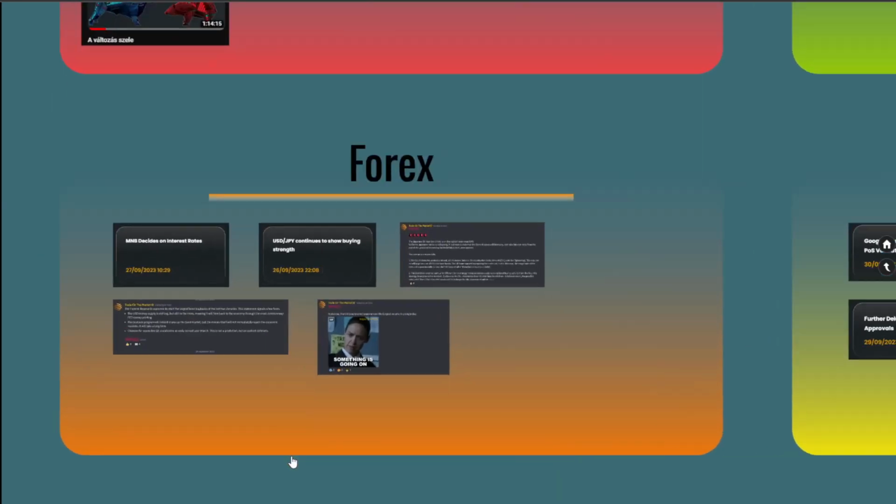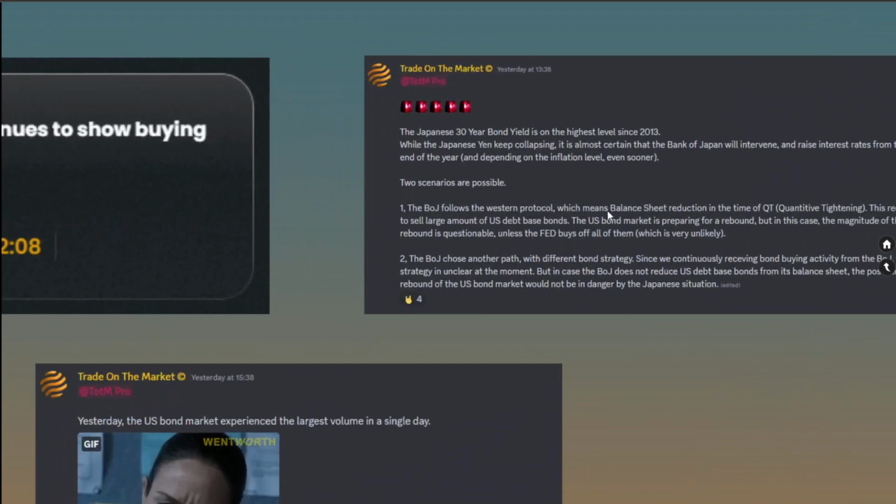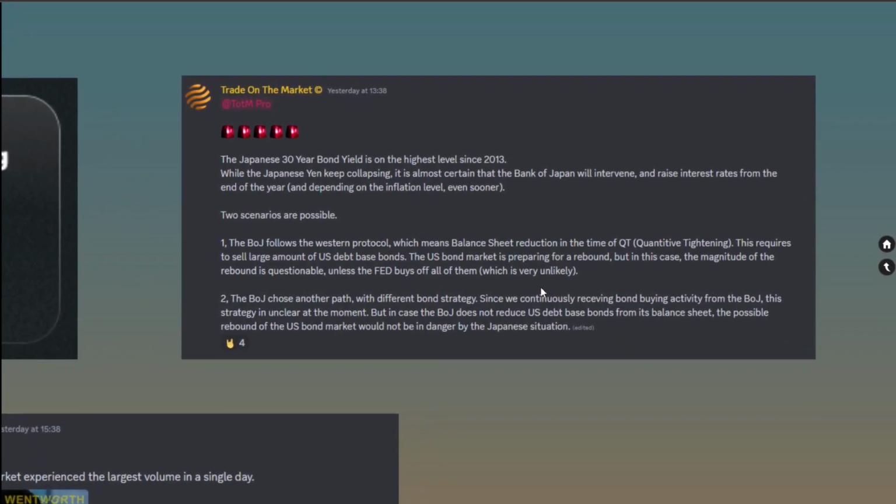The forex market is experiencing somewhat negative narratives. Also the Hungarian side, the US side, the Japanese, the UK. So I have a lot of alerts on my Discord servers. For example, on the Japanese, I just posted 2 days ago that the Japanese 30-year bond yield is at the highest level since 2013, while the Japanese yen keeps collapsing. And it is almost certain that the Bank of Japan will intervene and raise interest rates from the end of the year, and depending on the inflation level, maybe even sooner.